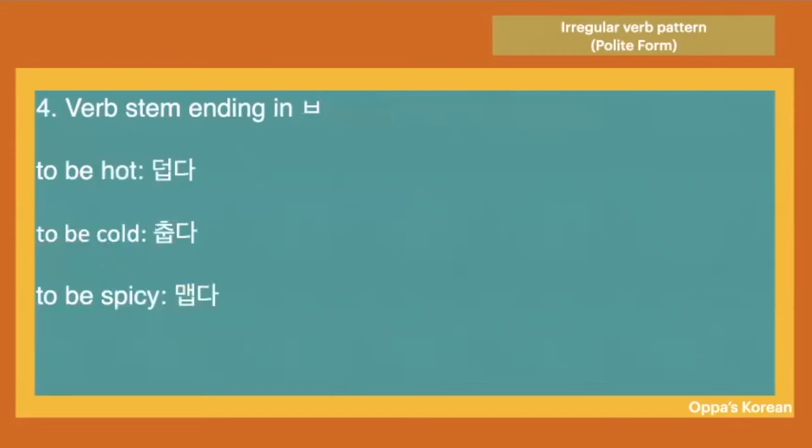Another pattern is verb stems ending in 비읍. In this pattern, you remove 비읍 and put 워요. For example, to be hot, 덥다. The stem is 덥, so the stem ends in 비읍. So you remove 비읍 and put 워요.